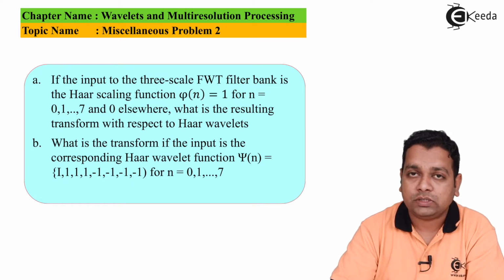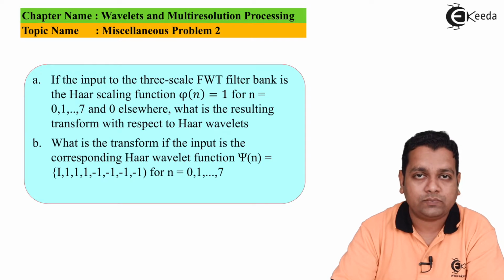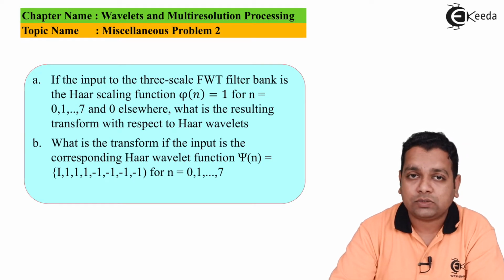So here it is mentioned 0, 1, 2, up to 7 we can go. So total 8 values we need to make 1 here and 0 elsewhere. So except the value 0 to 7 we have to put the value 0. The question is, what is the resulting transform with respect to the Haar wavelets? So we shall definitely answer this question.